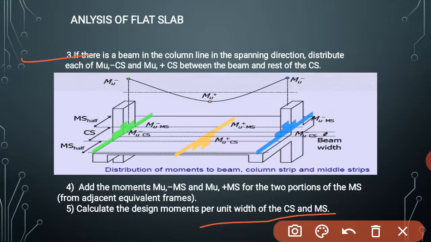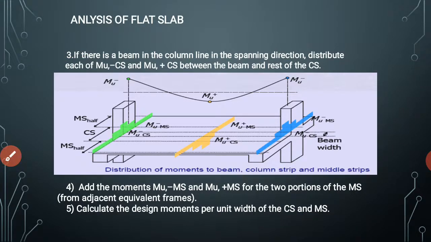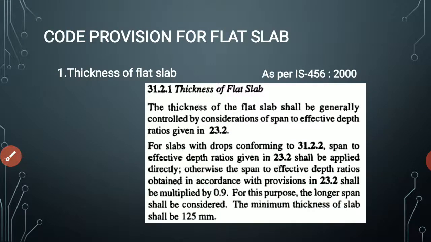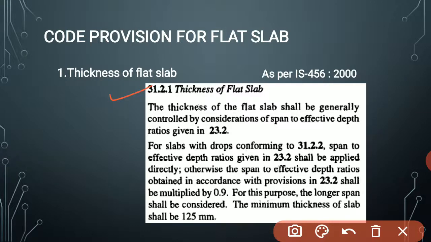design movements per width of the column strip and middle strip. Okay, then the codal provision for the flat slab. The first one is for thickness of the slab. Okay, so for the calculation of thickness of the slab, we have to use IS 456-2000 clause number 31.2.1.